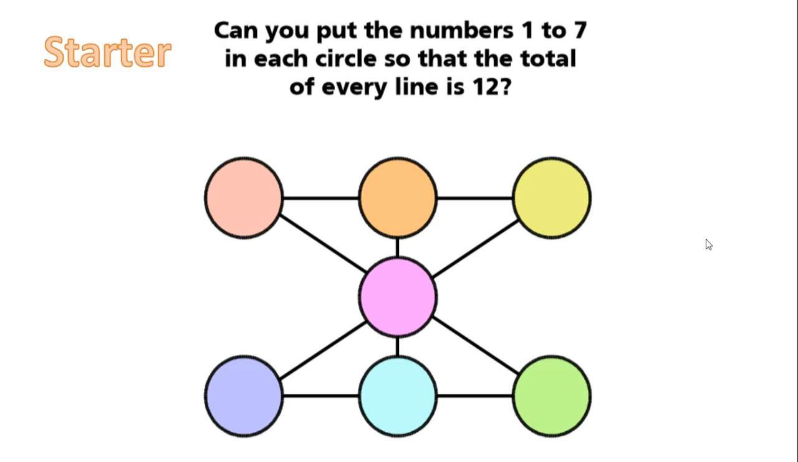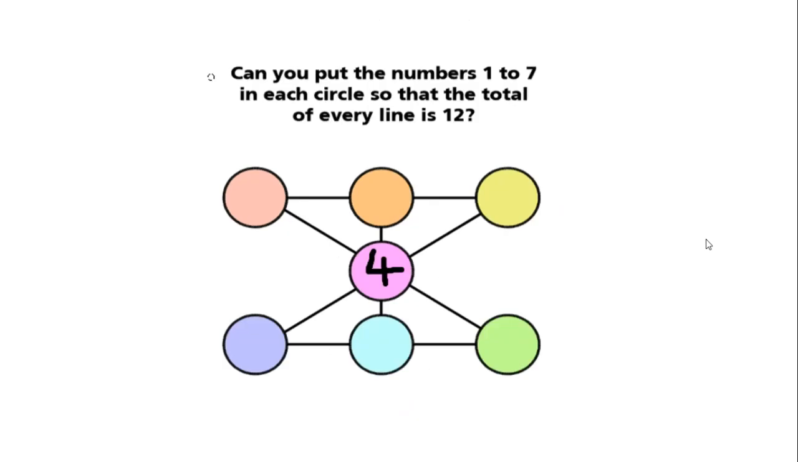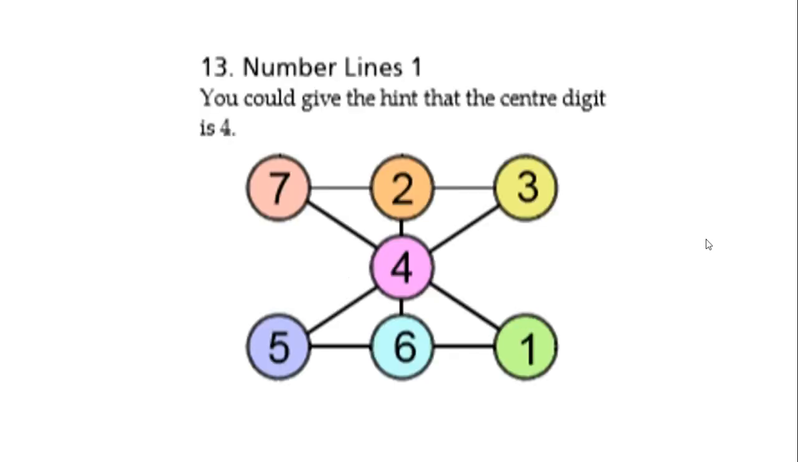Okay, if you haven't managed to complete this yet and you would like a little clue, I'm going to give you a clue. The middle number is 4. If you've not finished, pause the video and see if you can solve this puzzle now. If you have finished, I'm going to reveal the answer. Okay, here is the answer. If you think you've got another solution, please send it to me because I'm not sure if there's another one.